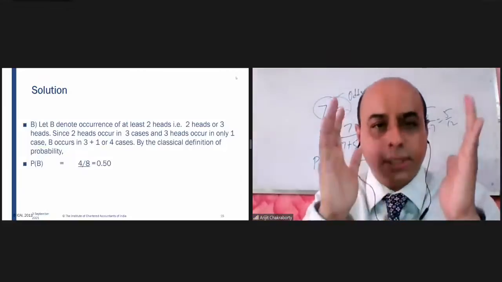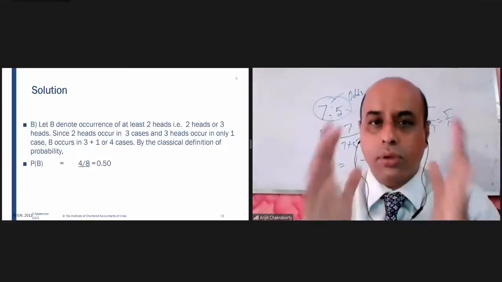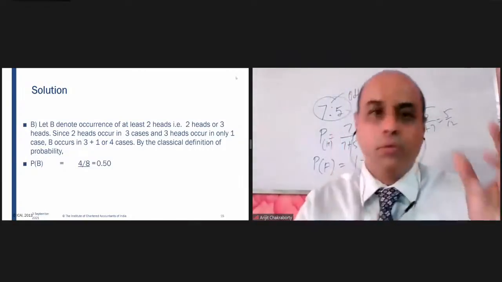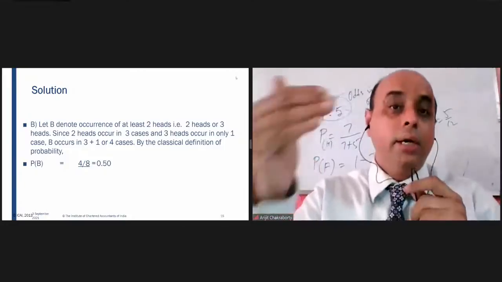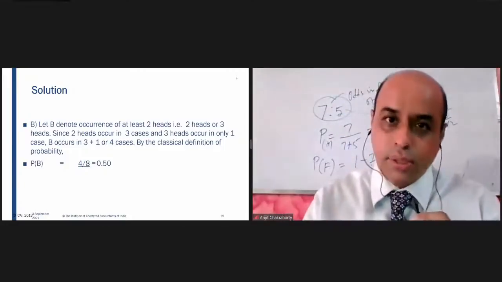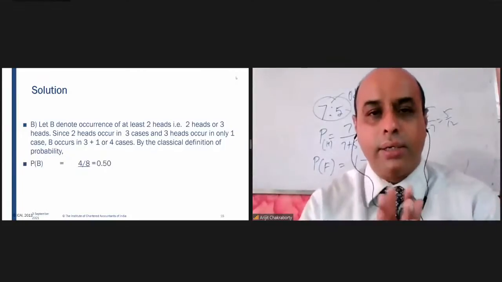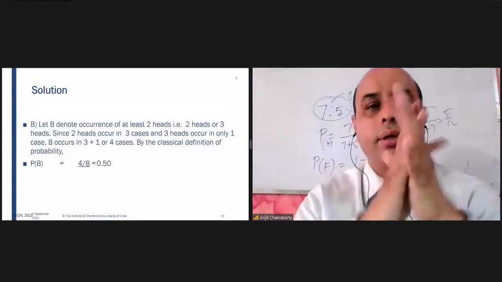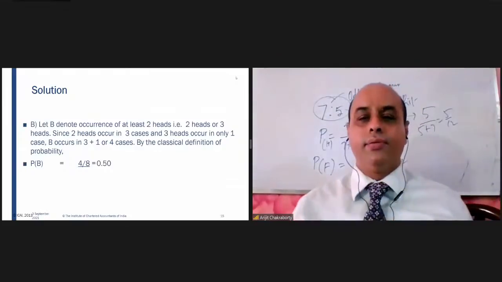So by the classical definition of probability, which talks about the number of favorable events, which are mutually exclusive, which are exhaustive, which are equally likely, divided by the total number of mutually exclusive, exhaustive, and equally likely events. If you apply the classical definition, you get the answer is 4 by 8, that is half.